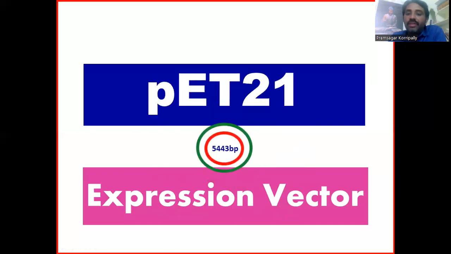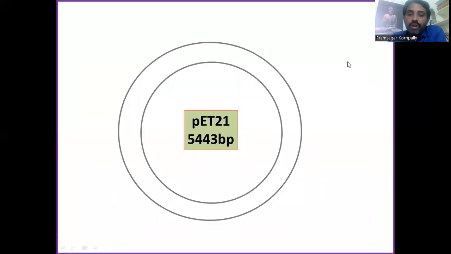pET21 is the most popular expression vector, and pET21 has more variants like pET21a, b, c, d, that all depend on the open reading frame. I'm here going to present the general features of the pET21 expression vector. So this is the backbone of pET21, whose size is 5,443 base pairs.